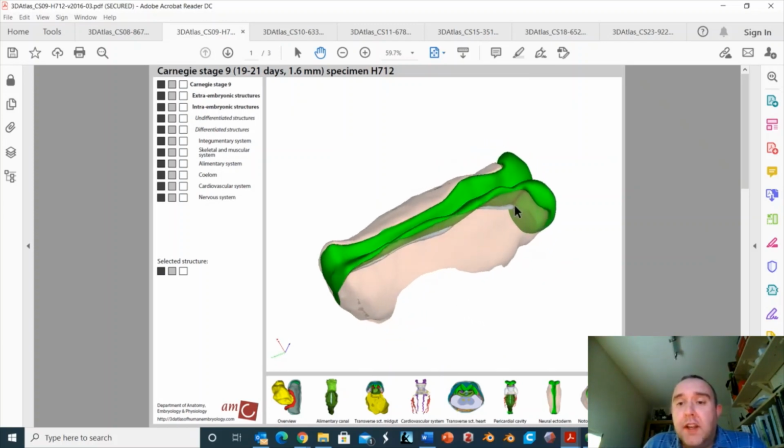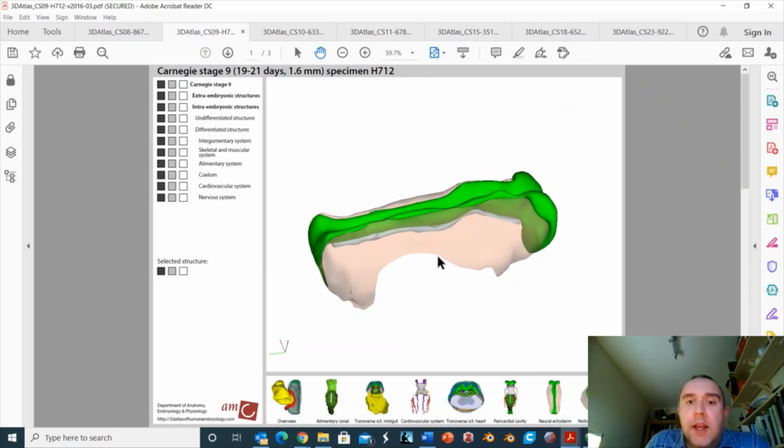Now, if you look at this neuroectoderm, you notice at the cranial end, it's much more elaborated than at the caudal end. And that perfectly correlates with the fact that this end is going to form the brain. So it's going to be bigger and more sophisticated than the more caudal end.